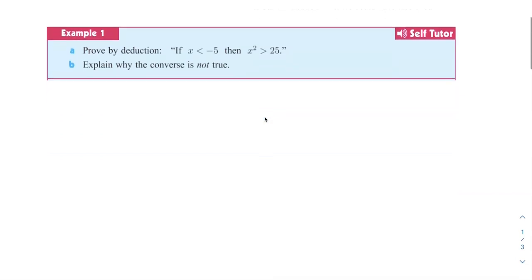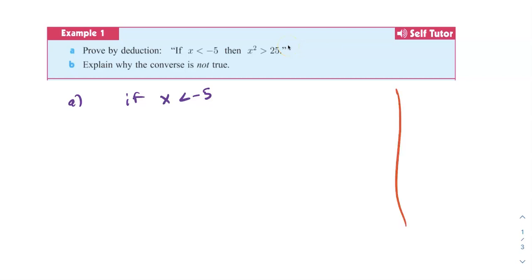So let's start here. Our first example. Prove by deduction: if x is less than -5, then x squared is greater than 25. So we're going to start with the "if x is less than -5." Usually we have to think about this. Okay, so I know x is less than -5. I want to show x squared is greater than 25. So I'm going to do some scratch work.